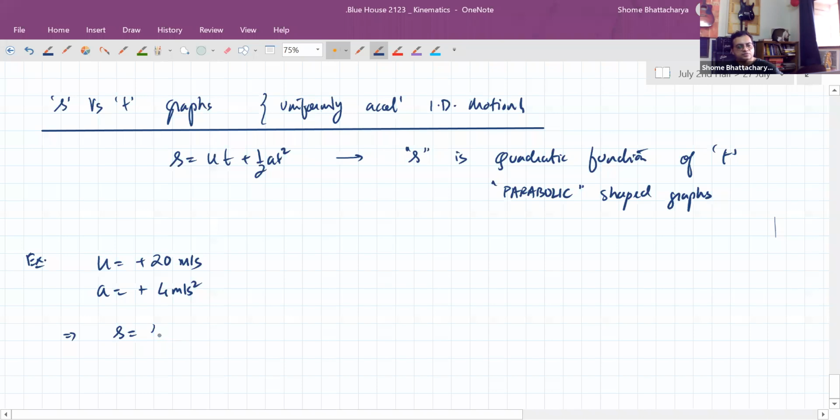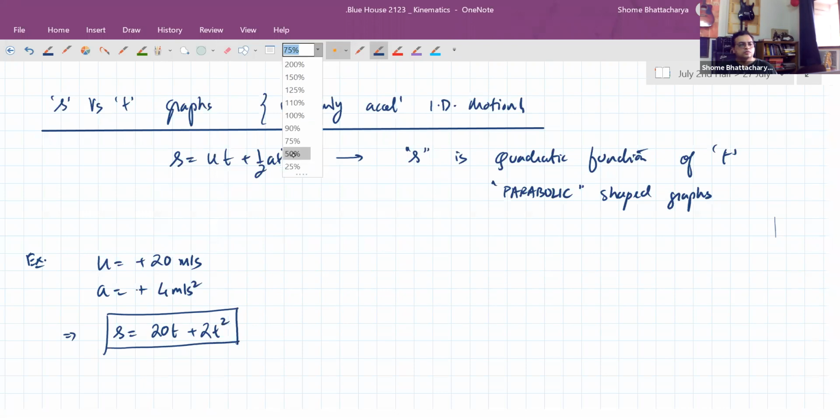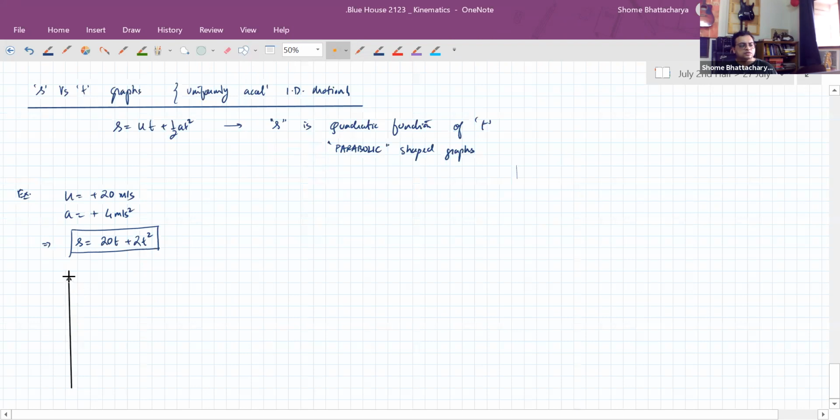Take the second case where this one is negative. So S is going to be UT plus half AT square. So 20T plus 2T square. So this one is going to look like a graph like this.